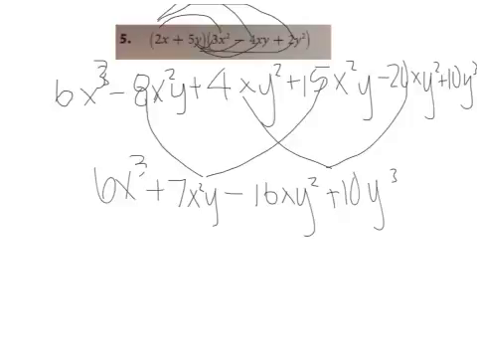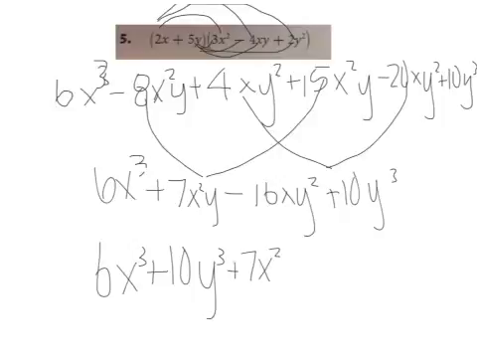To put this in standard form, like I said, you're going to do alphabetical order, but highest degree first. So I'm going to start with that 6x cubed, because that's my highest degree, plus 10y cubed. Even though it's a y, and I know I'm doing alphabetical, I still want the highest degree. So I do my highest degree of x, then my highest degree of y. Now my next lowest degree of x would be 7x squared y, and then minus 16xy squared. And that's number 5.